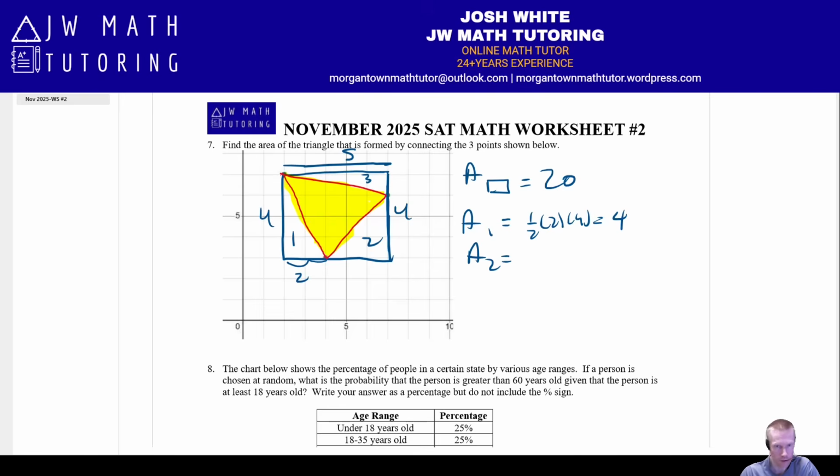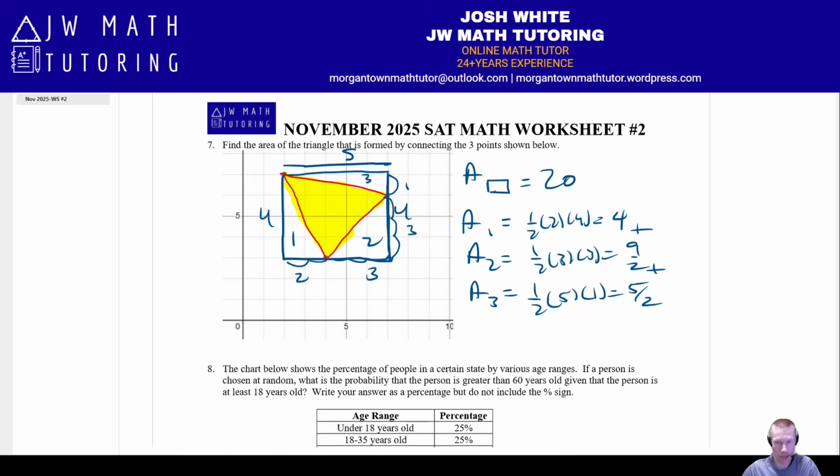Area of triangle 2. Okay, this has a base of 3 and a height of 3. Therefore, its area is 1/2 times 3 times 3, 9/2. Area of triangle 3, height of 1, base of 5, 1/2 times 5 times 1, 5/2. So you now add these 3 all up, and then you subtract that from the 20.